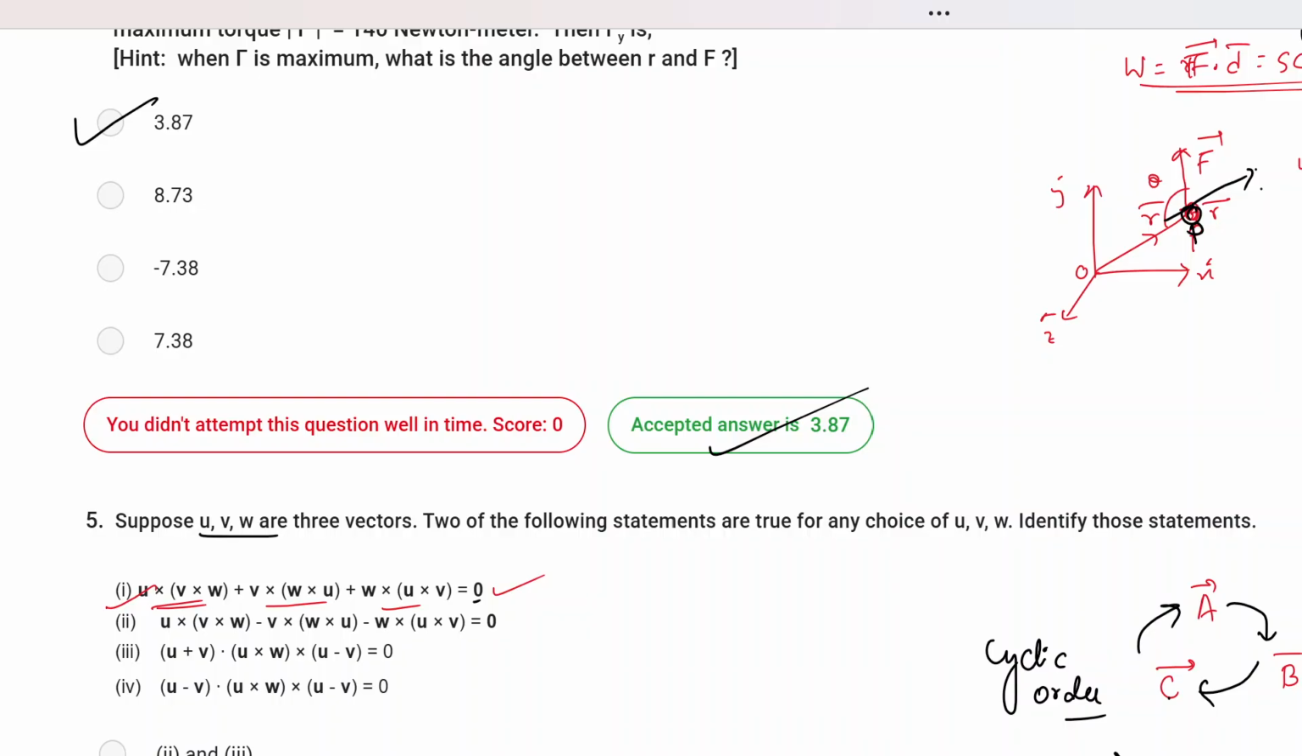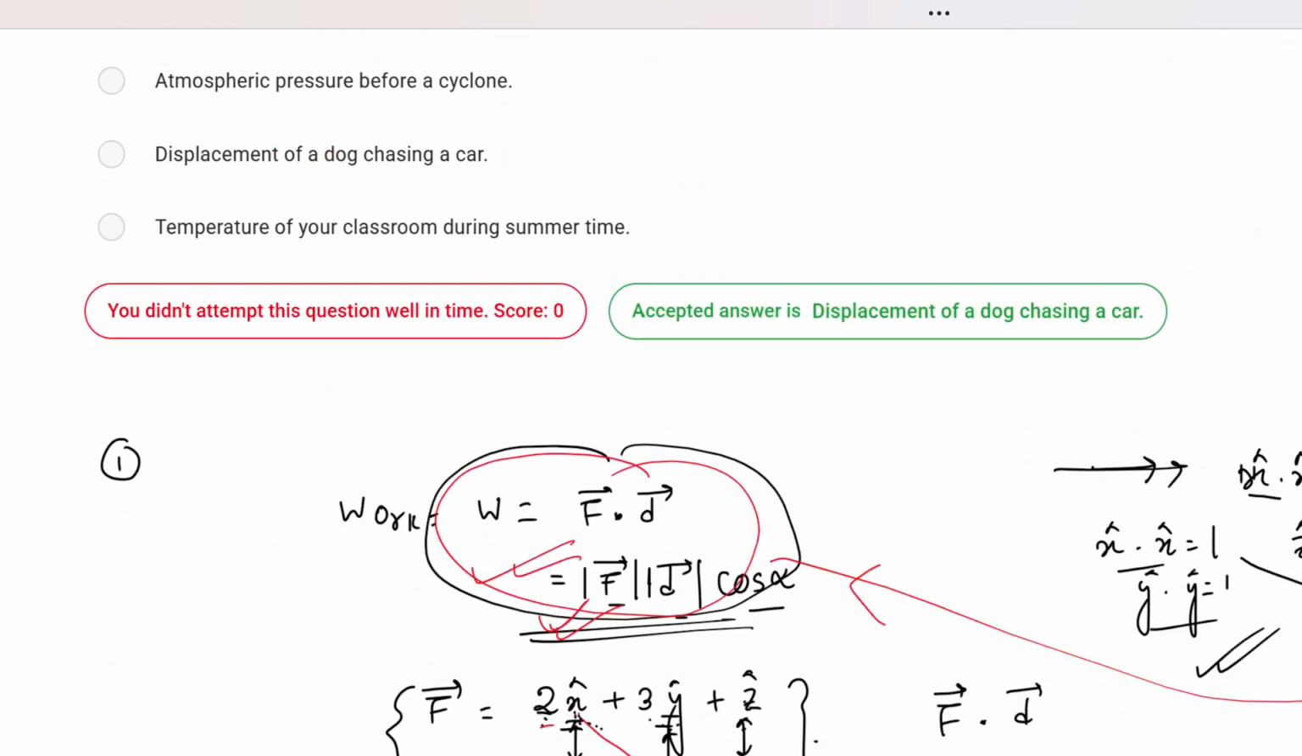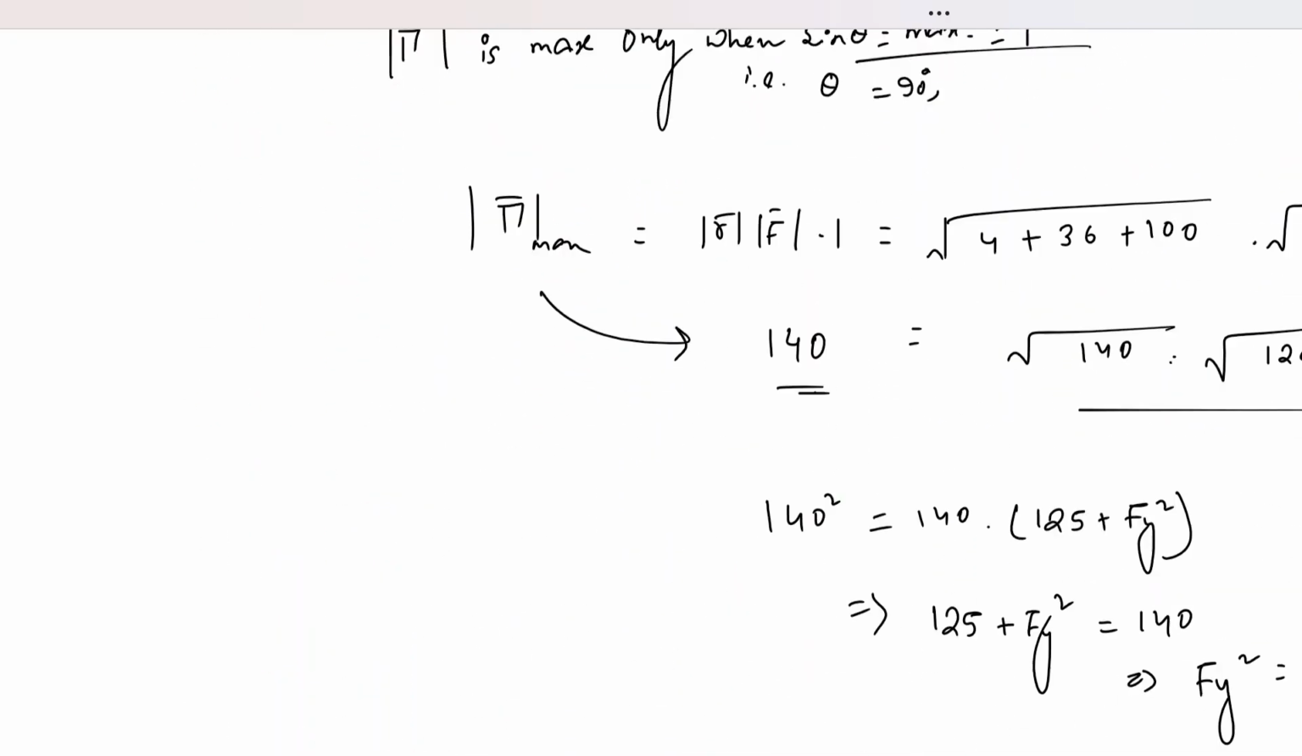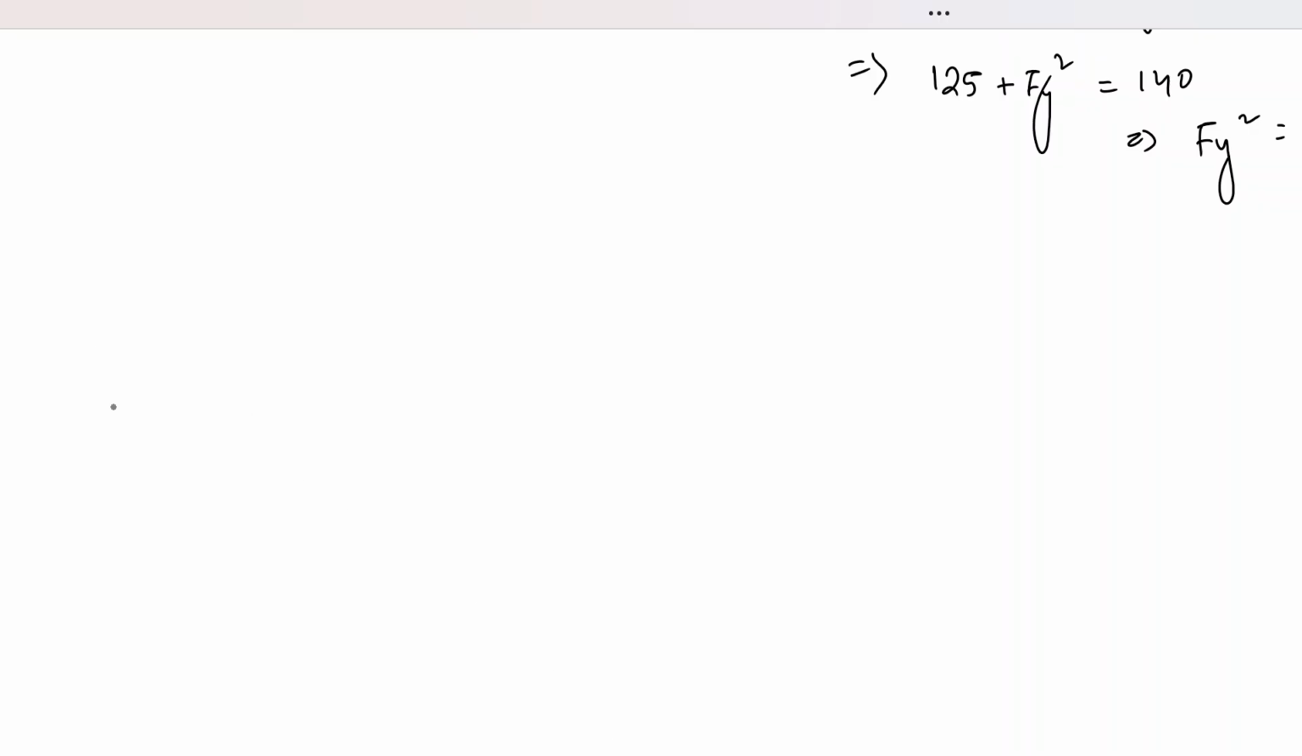If you have such a cyclic order and a sum of all these three terms, the right hand side definitely has to be 0. This is a very well known vector identity of vector triple products, and it is bound to be true. But now I'm going to derive it mathematically as well, to show why this is called an identity. So first of all, this is called the vector triple product identity.